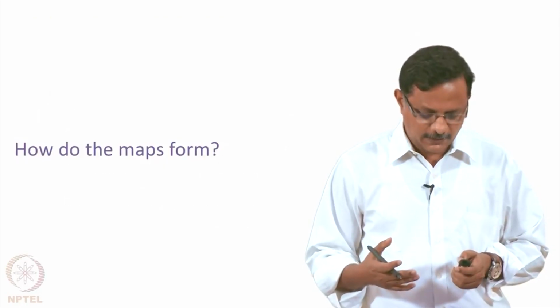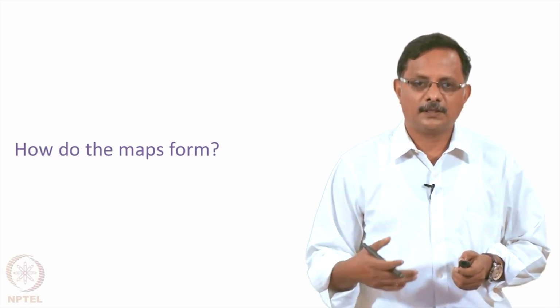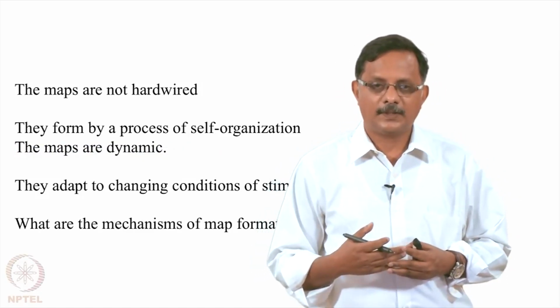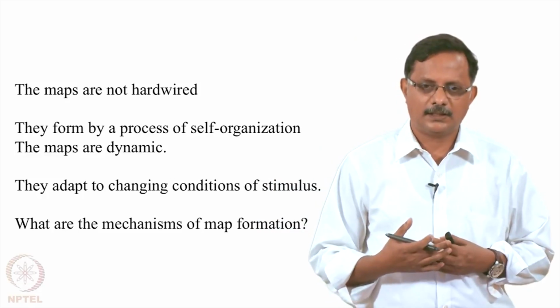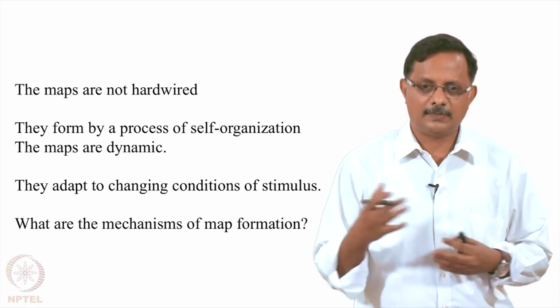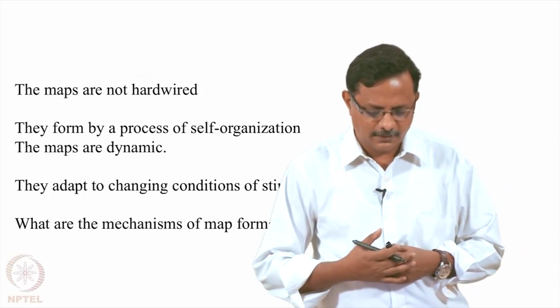Okay. So, now these are just observations, but what are the mechanisms, what are the underlying principles by which these maps form? Because we have seen that the maps are not hardwired, they form by a process which you can describe as self organization. The maps are dynamic and they adapt to changing conditions of stimulus. If you change the stimulus, the maps change. What are these mechanisms? So, let us take an illustration.